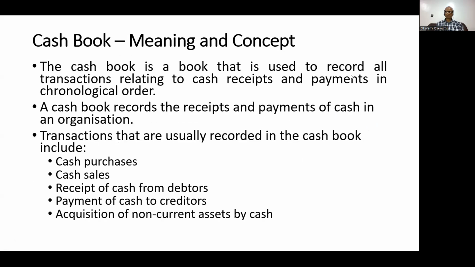What is a cash book? A cash book is a book that is used to record all transactions relating to cash receipts and payments in chronological order. It's a book of records. It is usually used for the purpose of recording transactions relating to cash. So when we talk about cash receipts or cash payments, this is where it is first recorded, and that's why we call it chronological order.